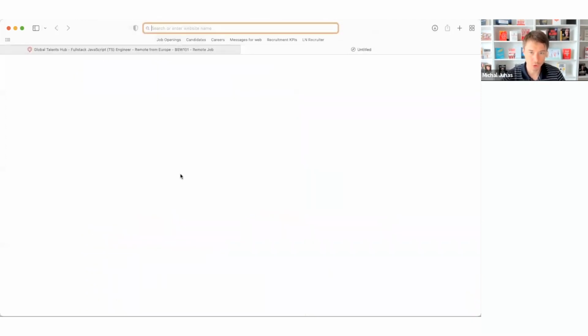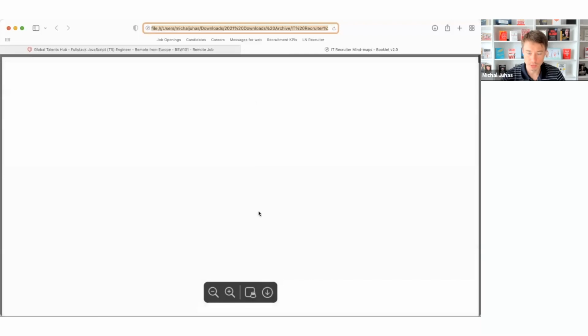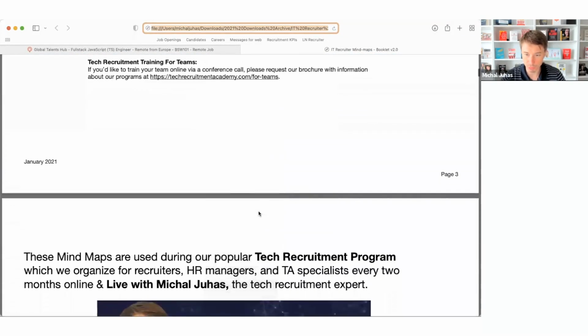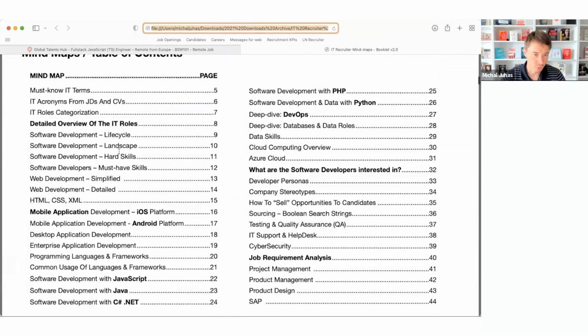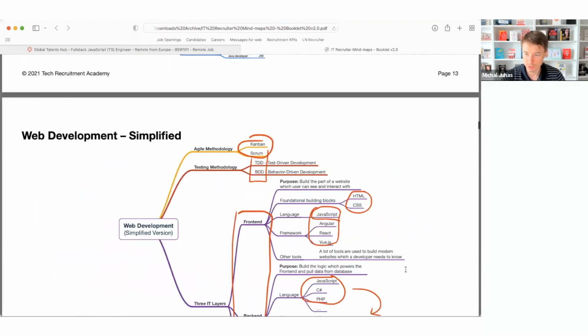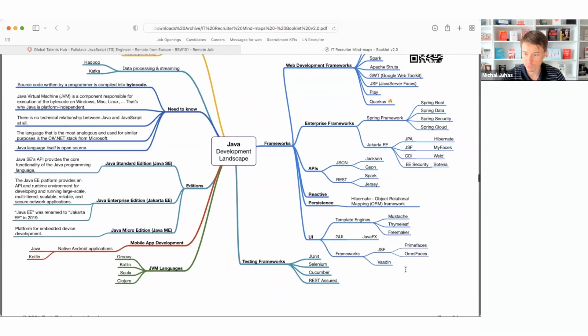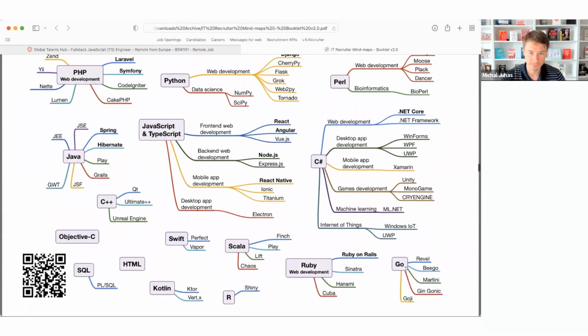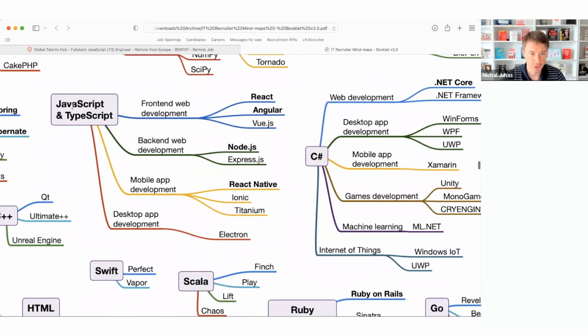By the way, you can always open up the mind maps, and I'll do it here as well. I'll share my screen. With the mind maps, you can always look through the most important terminology. So let's go to page number 22. Yeah, here. You can, for example, see JavaScript and TypeScript on a really high level.